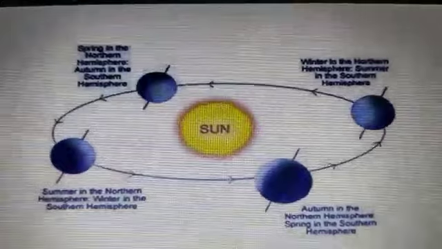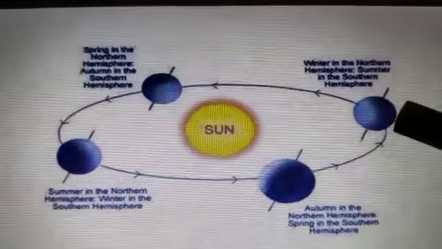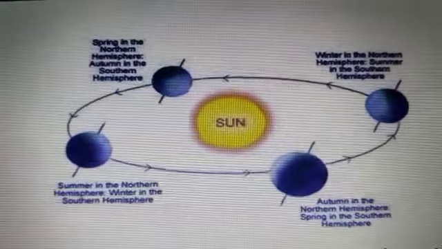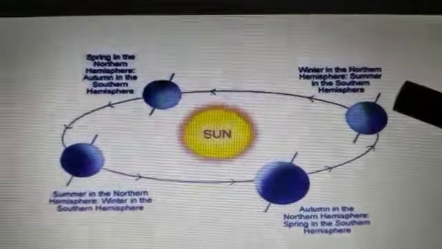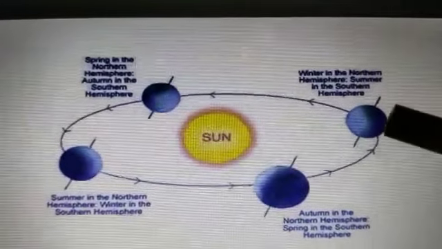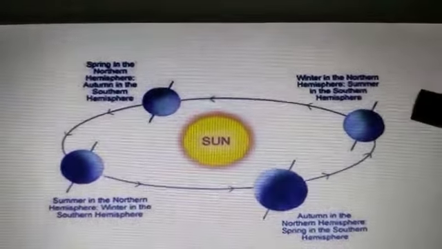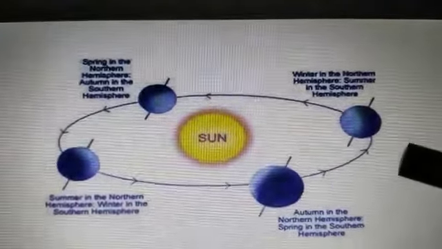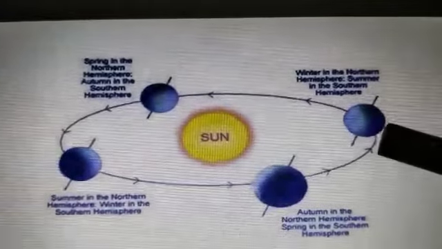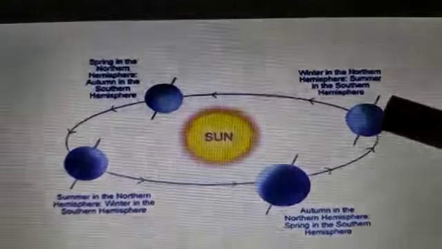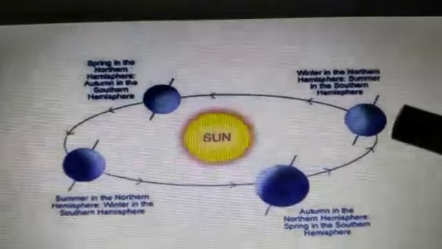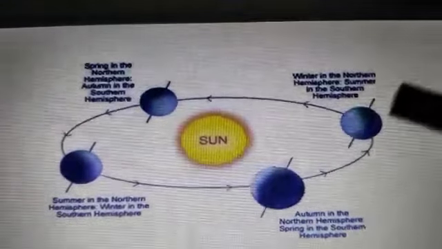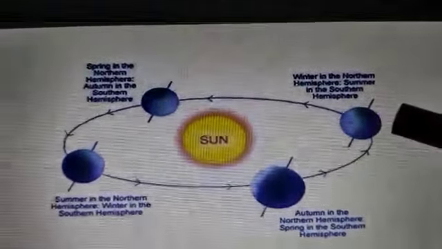The northern hemisphere is tilted away from the sun. Look at the picture. The northern hemisphere is tilted away from the sun. It is away from the sun. That means it is not nearer to the sun. So it gets slanting sun rays, not direct sun rays. Slanting sun rays, and the nights grow longer than the days. It is winter here. Because it is not getting direct sun rays, it is less hot there. Less hot means cold, that means winter in the northern hemisphere.